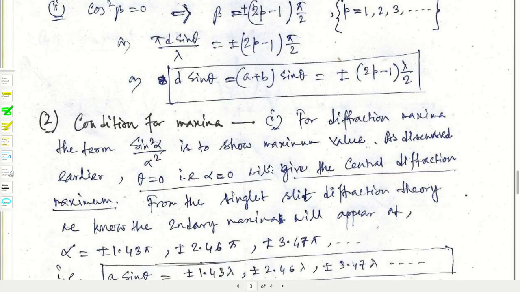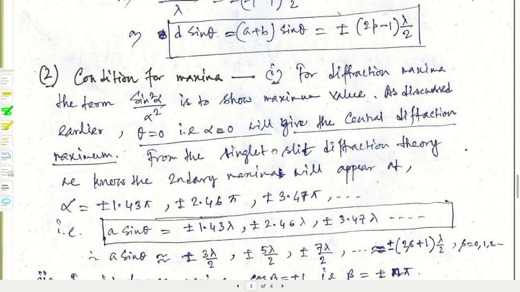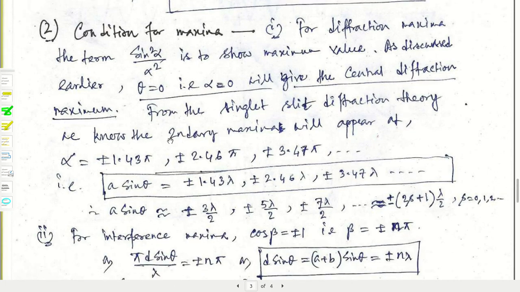And for the condition of maxima, individually those two maxima should be considered. Now first the maxima for the diffraction, where again if you consider theta is equal to 0, alpha is equal to 0, you will get the central diffraction maxima. And for the other angles such as alpha is equal to plus minus 1.43 pi or plus minus 2.46 pi and so on, these points will give you the secondary maxima.